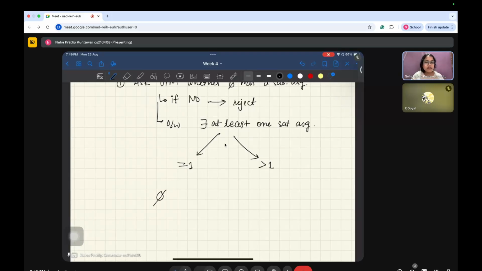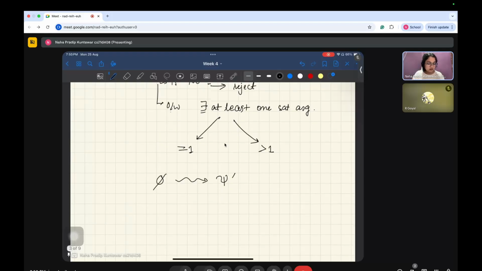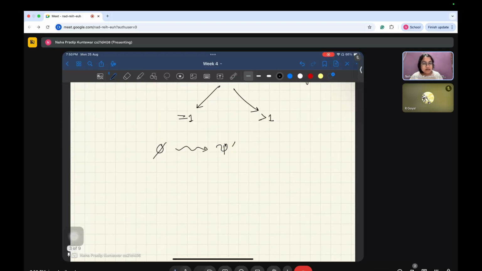So I have this formula phi, and we want to do some kind of surgery on it to obtain a psi prime. Let's say I somehow know a satisfying assignment, I'll call it A, and I'm assuming at the moment that I know it. So we have access to A, which is a satisfying assignment for phi.